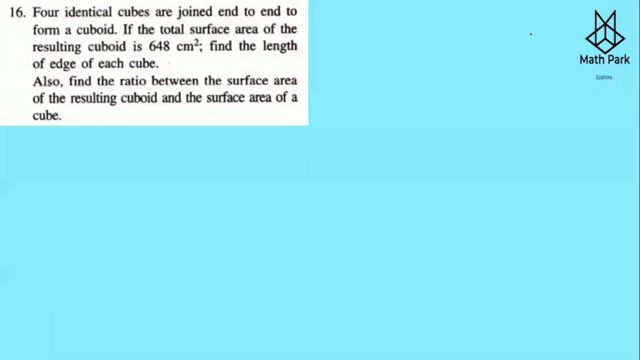Got it? Four identical cubes are joined end to end. So we have four identical cubes which are joined end to end. 1, 2, 3, and 4 identical cubes are joined. And the total surface area of the resulting cuboid is given to you. So let us take the length of the edge of each one as A. So the breadth is going to remain A and the height is also going to remain A. So this is the resulting cuboid that you are going to get.